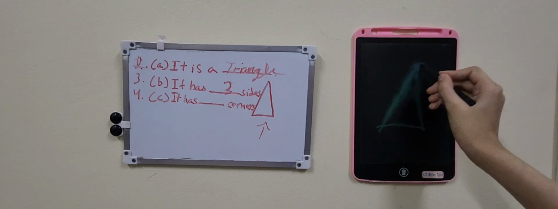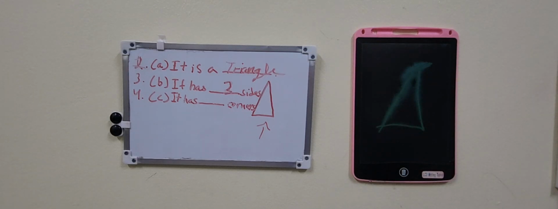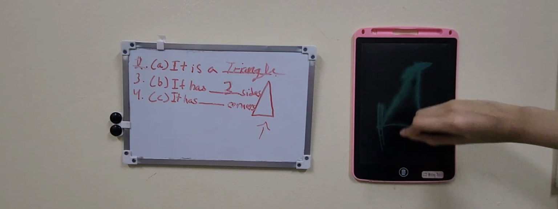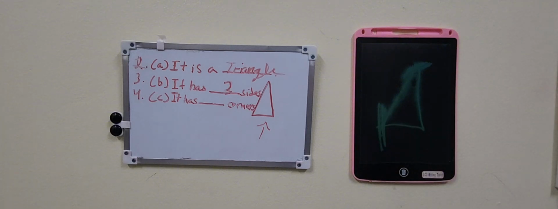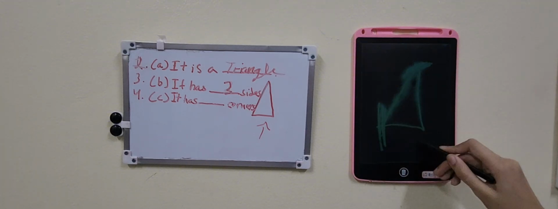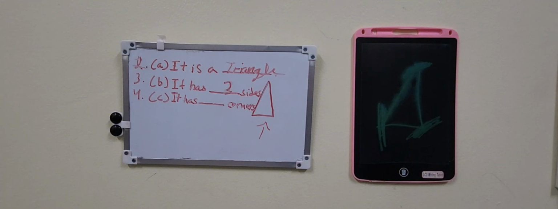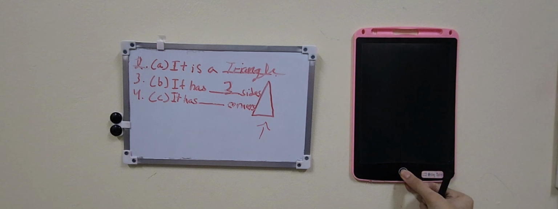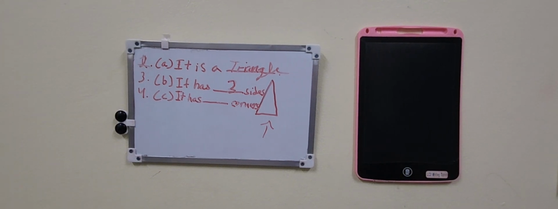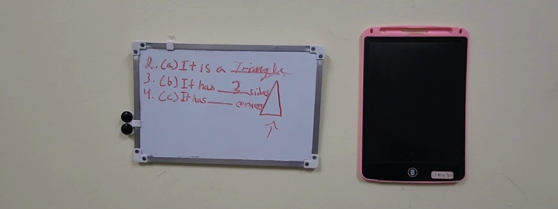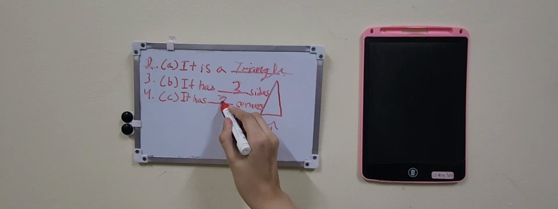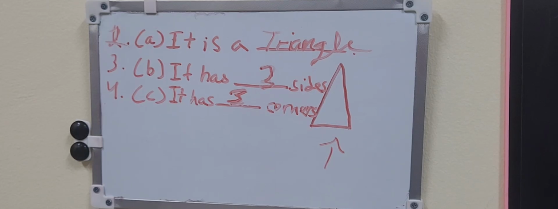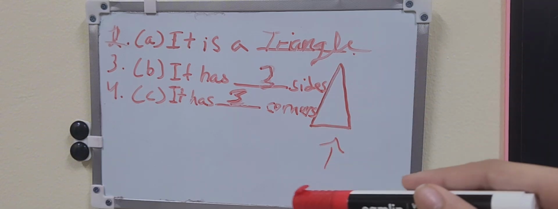So over here we have 1 corner slash vertex and 1 more corner, which is 2 corners, and corner number 3. So a triangle has 3 sides and 3 corners. So we're going to be writing 3 as an answer over here. So that is it for question number 2, exercise 1.